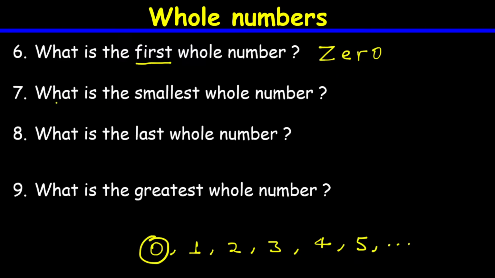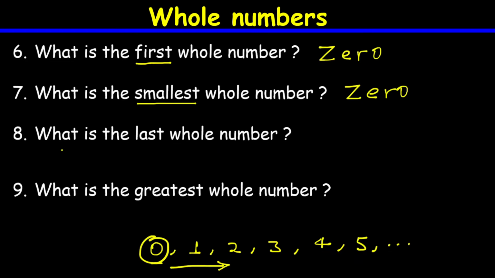Question number 7. What is the smallest whole number? As we move from left to right, whole numbers are increasing. 1 is greater than 0, 2 is greater than 1, 3 is greater than 2, 4 is greater than 3, and so on. Therefore, the smallest whole number is 0. All other whole numbers are greater than 0. 0 is the smallest whole number.